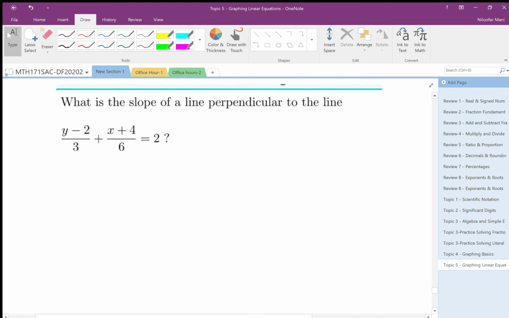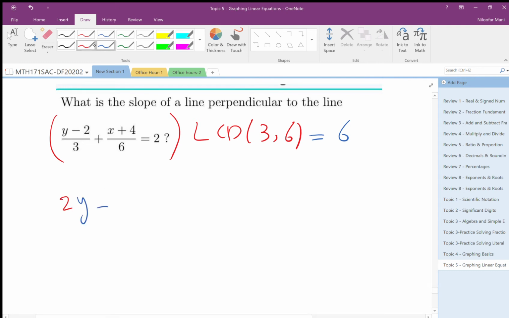What is the slope of this line here? Perpendicular to this line, first of all, you have to find the slope of this line. That's very nice because you don't see what you want, because you have to isolate y. How do you isolate y? You have to multiply both sides by the least common denominator of 3 and 6, which is 6.